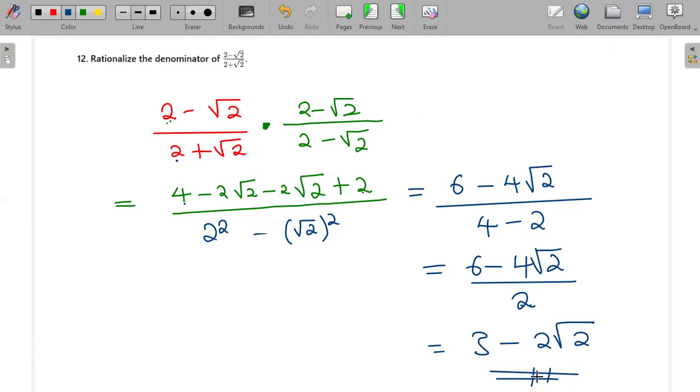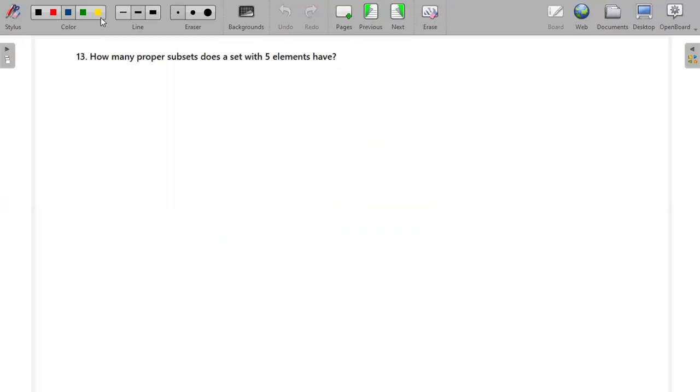Or in simple terms, we have made the square root in the denominator disappear. That's what rationalizing the denominator is. All right, so any questions there, guys? Okay, let's move. We go to question 13.